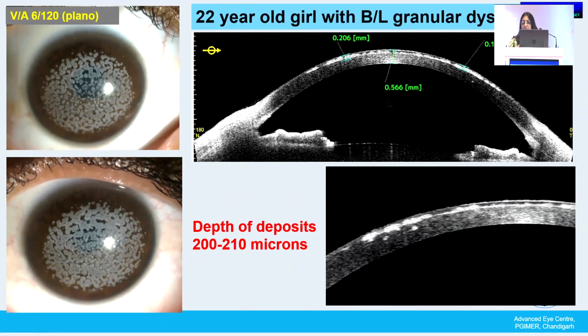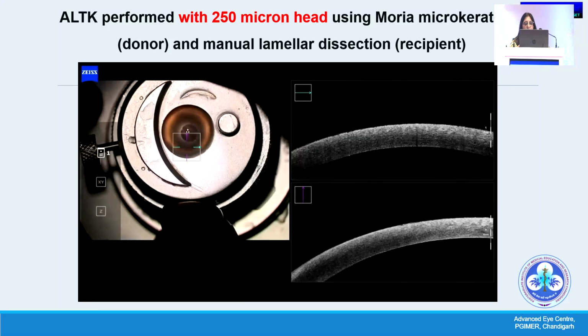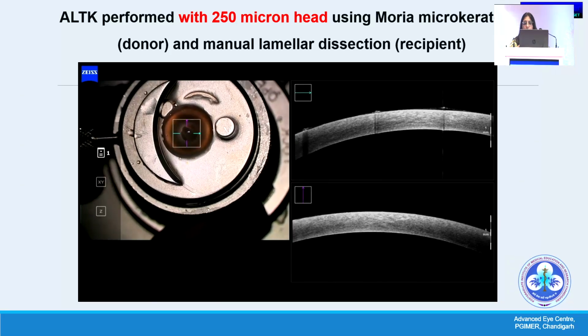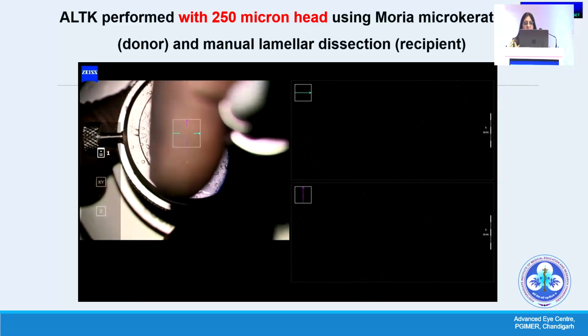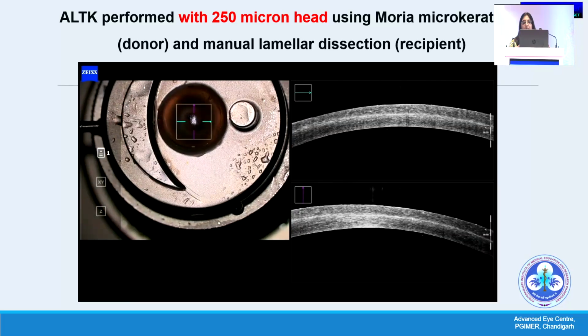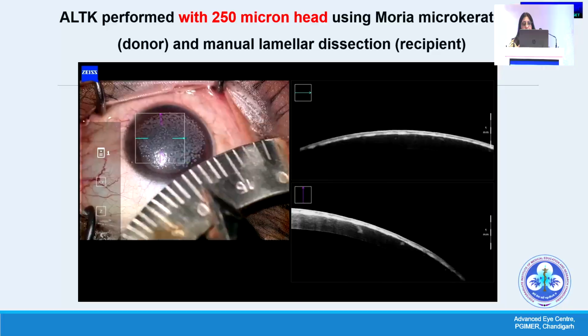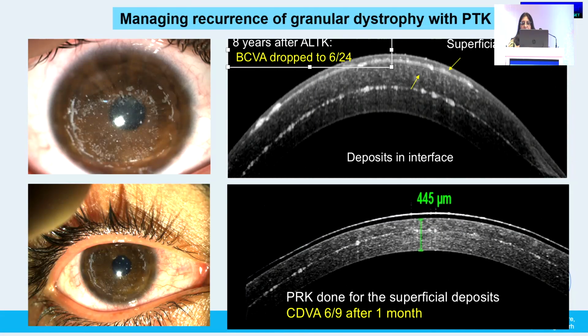This is a case with bilateral granular dystrophy. The depth on the OCT helps us to plan the surgery. This was 200 micron depth. We planned the ALTK with a 200 micron head, using the 250 micron head because that's what we have available. And once it was done, intraoperatively one could see the thickness of the graft, approximately a 1/3 graft thickness which we got, the button. And then it helped us to monitor post-operatively also how the graft thickness gradually came down over a period of 10 days. The same for managing a recurrent case where we had a superficial recurrence, and this could be managed with a PTK.